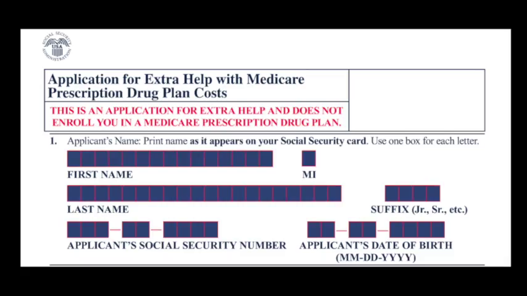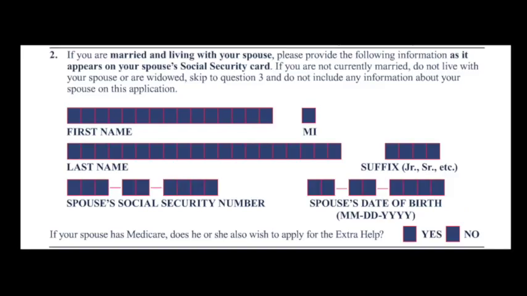On the paper application, the first question asks for the applicant's first name, middle initial, and last name, as well as the applicant's Social Security number and date of birth. Question 2 asks if they are married and living with a spouse. If the answer is yes, you should fill out the information for the spouse, whether the spouse is applying or not. You need to list the spouse's first name, middle initial, and last name, as well as their Social Security number and date of birth.